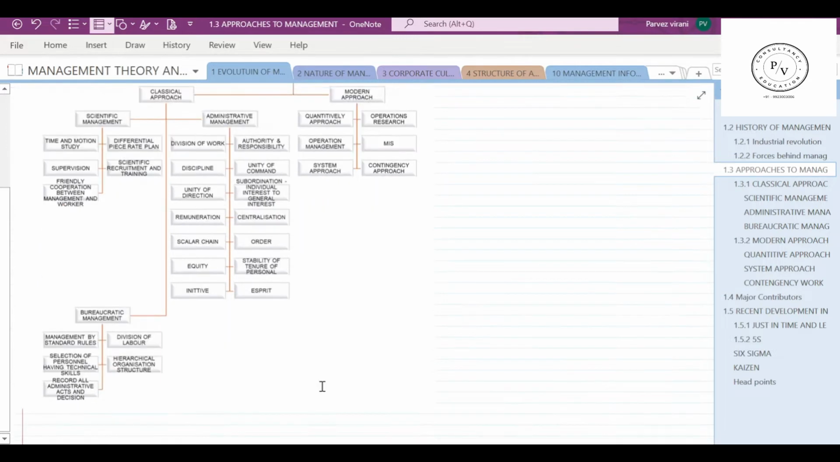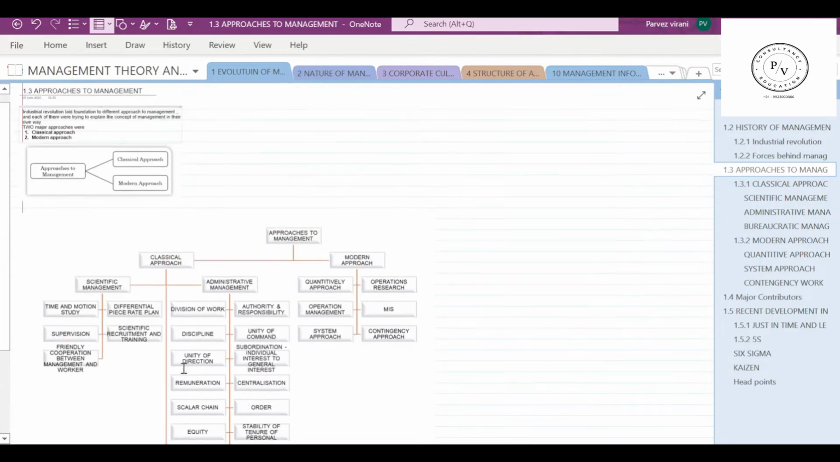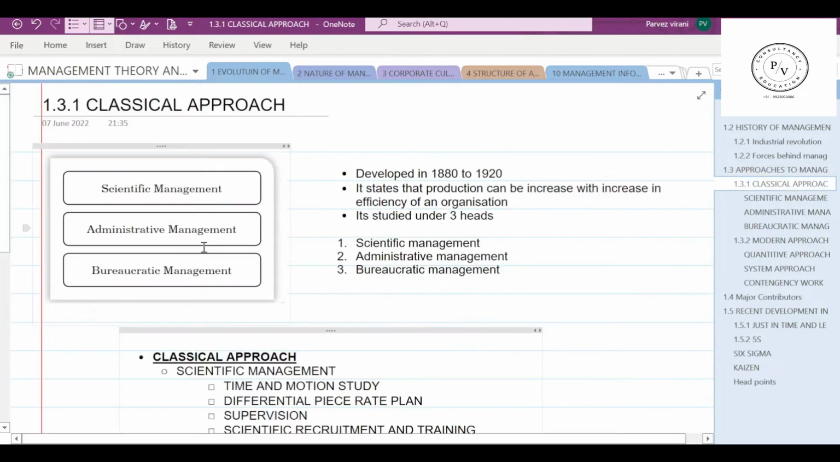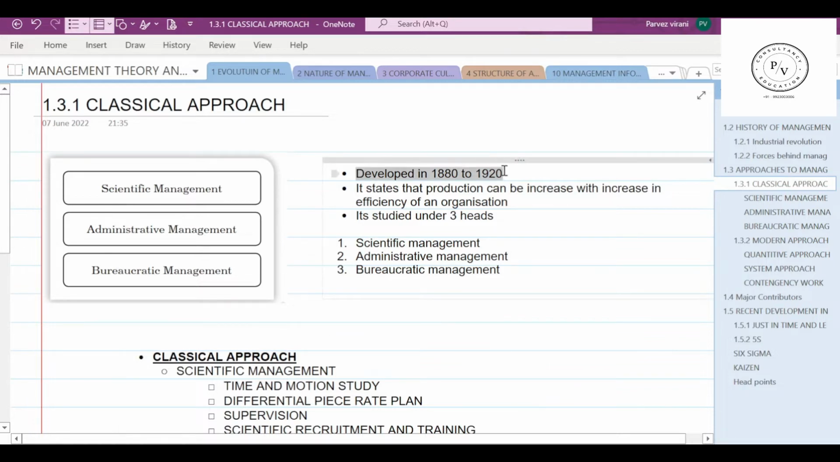ठीक है, तो यहाँ पे हमने उसको डाला. ये आपको PDF के अंदर भी मैं आपको फॉरवर्ड कर दूंगा. Now let's go into detail. Classical approach is divided into three areas: scientific, administrative, bureaucratic. It was developed in 1880 to 1920. It states that production can increase with an increase in the efficiency of the organization. It is studied under three heads: scientific management, administrative management, and bureaucratic management.